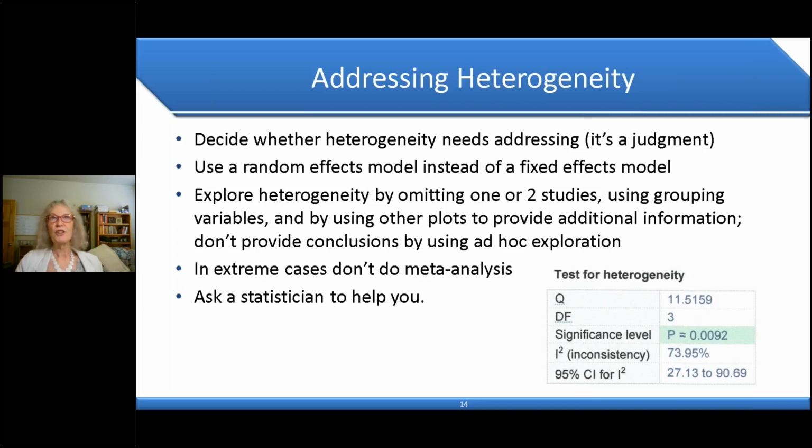So in extreme cases, when you get a lot of heterogeneity, some people say, just don't do the meta-analysis, and that's certainly always an option. And another option I will always tell you lots of times is ask a statistician. If you ever get in a bind or you don't understand something or you're not sure, go find a statistician to get an opinion, or see if he or she will help you out.